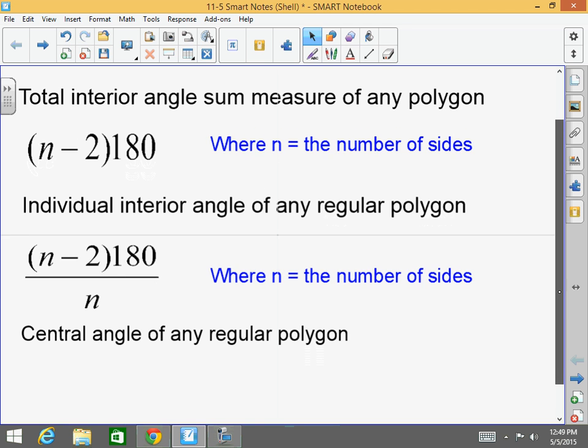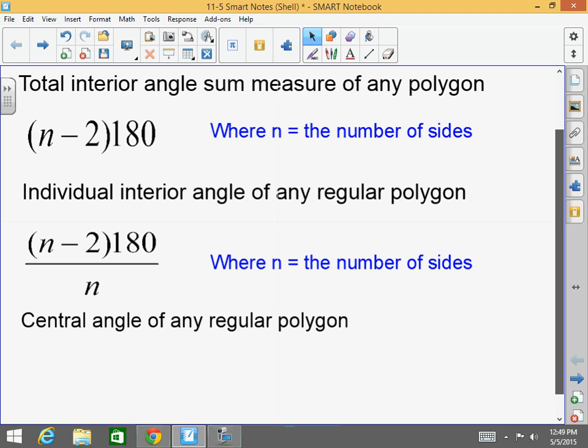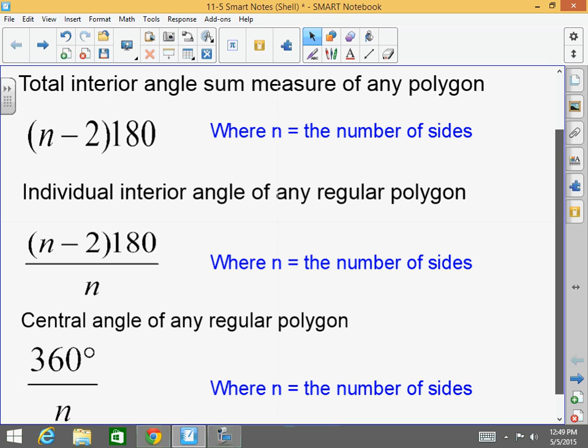And this one was not too long ago. Who can tell me or remember how to find the central angle of any regular polygon? Yes, sir. Excellent. 360 over n, where again, n is the number of sides. This is going to be very, very useful and handy. You've got to know this backwards and forwards.